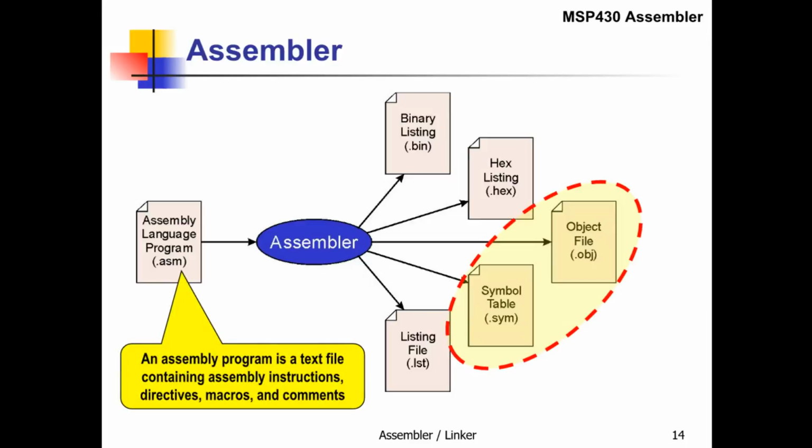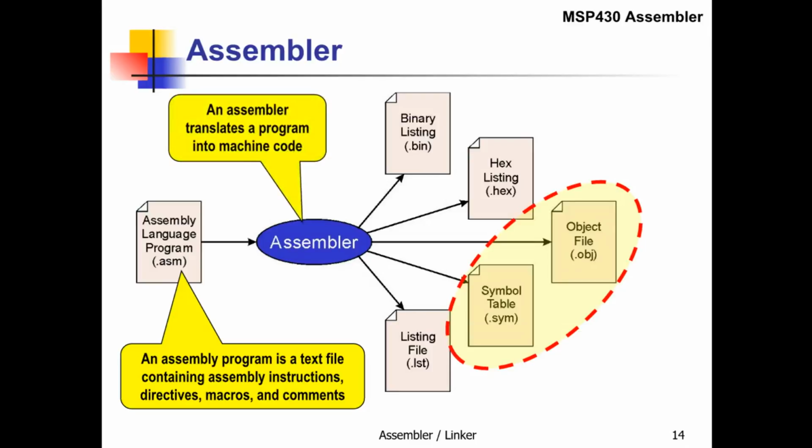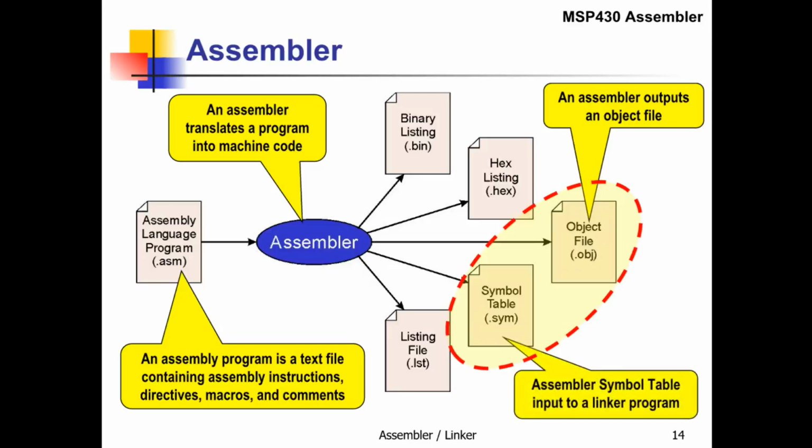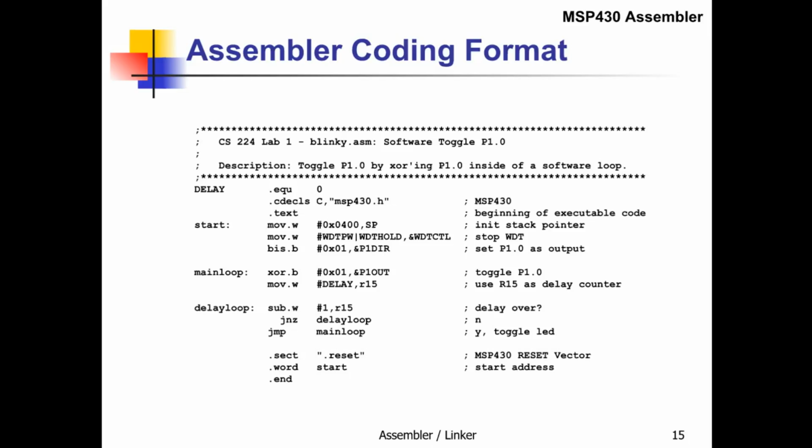The assembly program is a text file you create. It has directives, macros, assembly instructions, and comments. The assembler is the program that translates that into machine code, and it outputs an object file, which along with the symbol table can be made into the actual code that you execute. Those two are used by the linker. So the assembler symbol table is output and is input to the linker program.